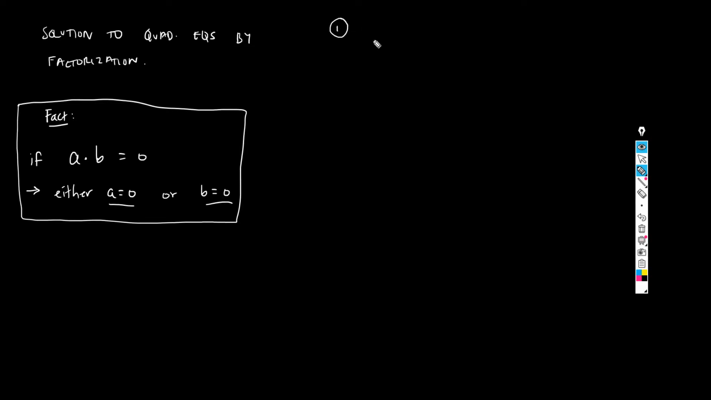In the first one, we're going to have this equation, x squared minus x minus 6 equals 0. This is a complete quadratic equation because it has all its 3 terms. And the way to solve this equation by means of factorization is the following.